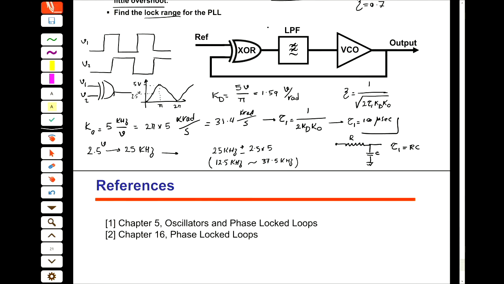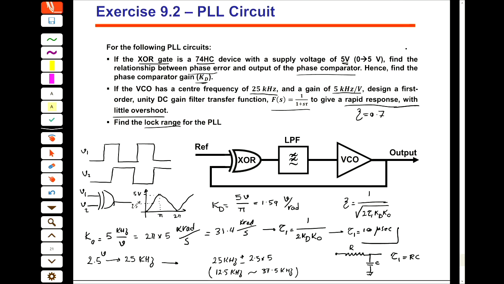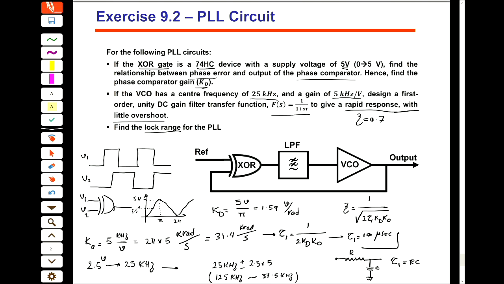Is this question clear? Okay. All right.